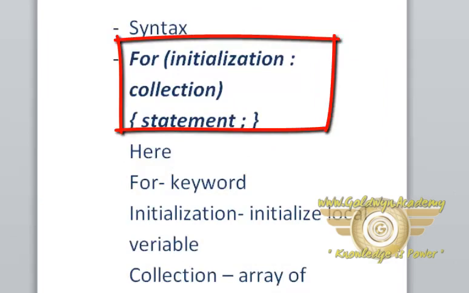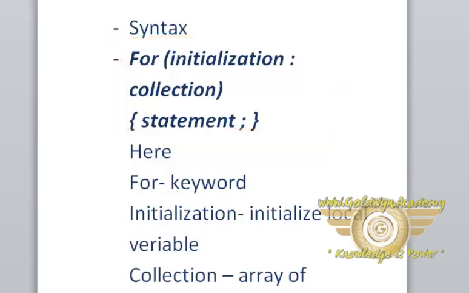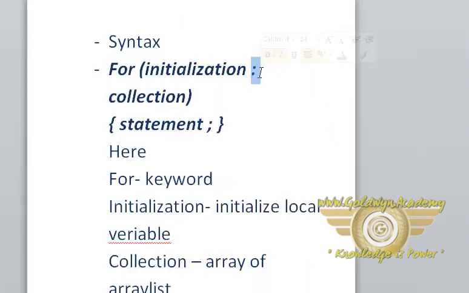Here, for is the keyword. Initialization initializes a local variable. Collection is an array or array list. Here, the collection is the array. Statement is a simple statement which will be executed at each loop. Here, this colon represents in. So we can also call this loop a for in loop.